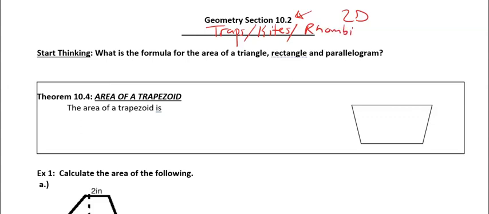Okay? So first, it says, what is the formula for the area of a triangle, a rectangle, and a parallelogram? So what is the formula for the area of a triangle? 1/2 base times height. A rectangle is, what do we get? Base times height. And a parallelogram is going to be base times height.